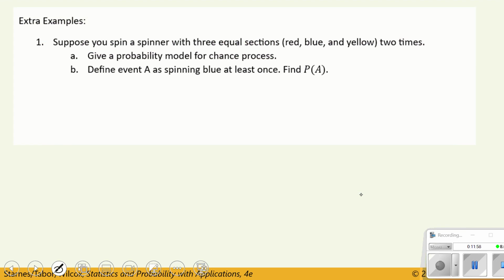Okay, suppose you have spun a spinner with 3 equal sections, red, blue, and yellow, 2 times. Give a probability model for this chance process, and then define event A as spinning a blue at least once. Pause the video here. I want you to come up with a probability model, work with a neighbor. We need a sample space and the probability for each event. And then we're going to find the probability of A, spinning at least 1 blue. So go ahead and pause your video here and work this out with your partners.